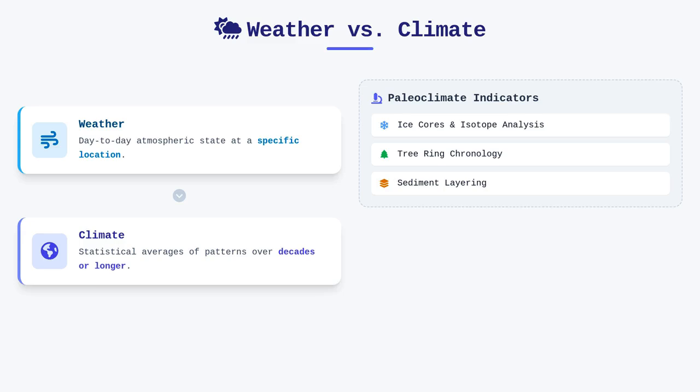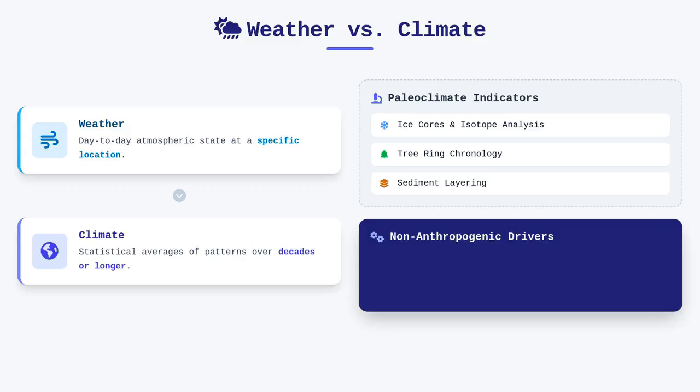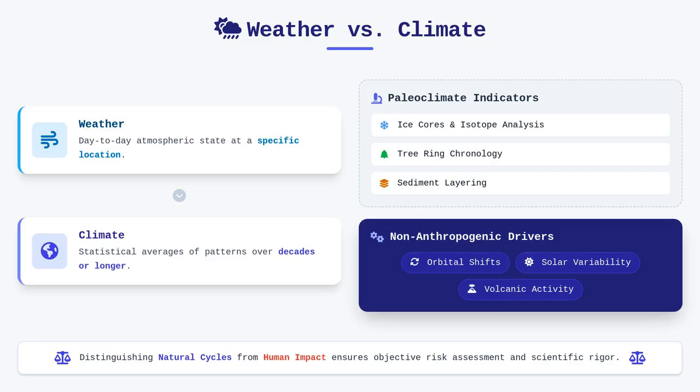These records demonstrate that the Earth has undergone significant non-anthropogenic changes, driven by factors like orbital shifts, solar radiation variability, and volcanic activity. By distinguishing these natural cycles from contemporary warming, we can isolate the specific impact of human activities on the current climate trajectory.